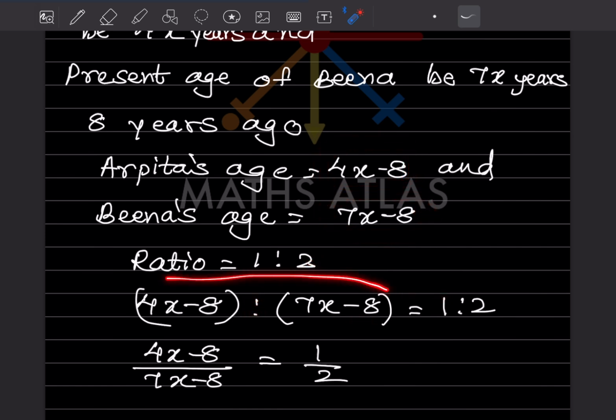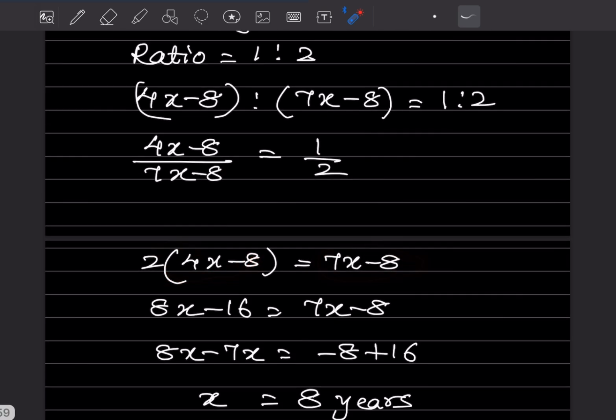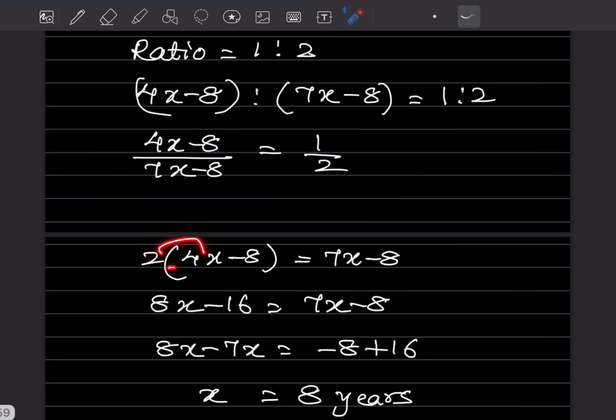So now what do you do? When you divide this, 4x minus 8 divided by 7x minus 8, and this also gets divided, that will be 1/2. So now we will cross multiply here. What will be here? 2 into 4x minus 8. And this bracket is important because there are two terms. And here we don't have to write anything because this is 1 into this one, that is going to be the same. So now let us expand it. That will be 8x minus 16 is 7x minus 8.